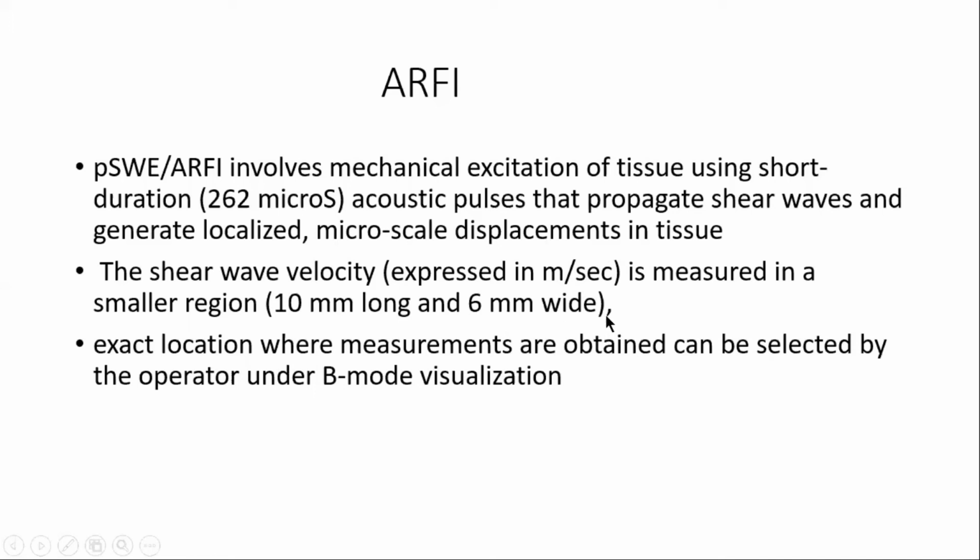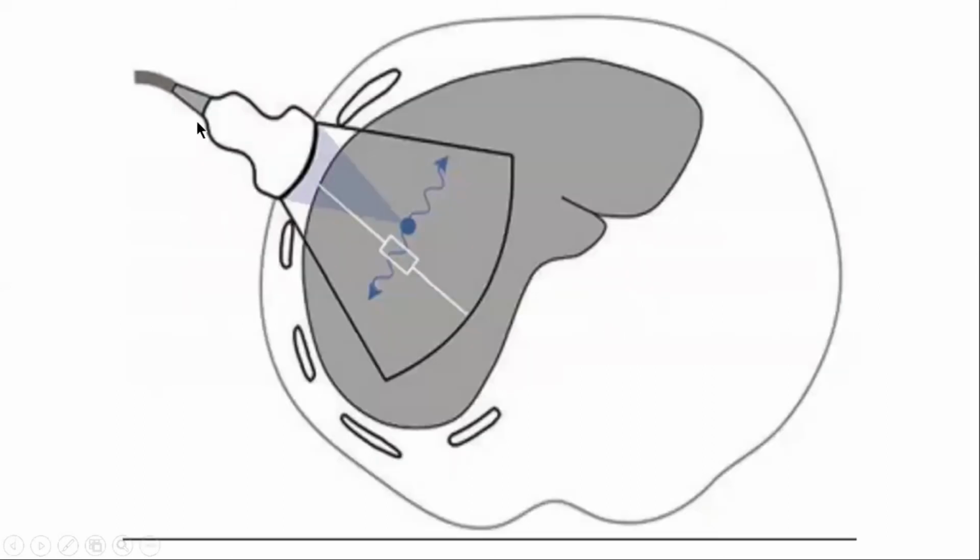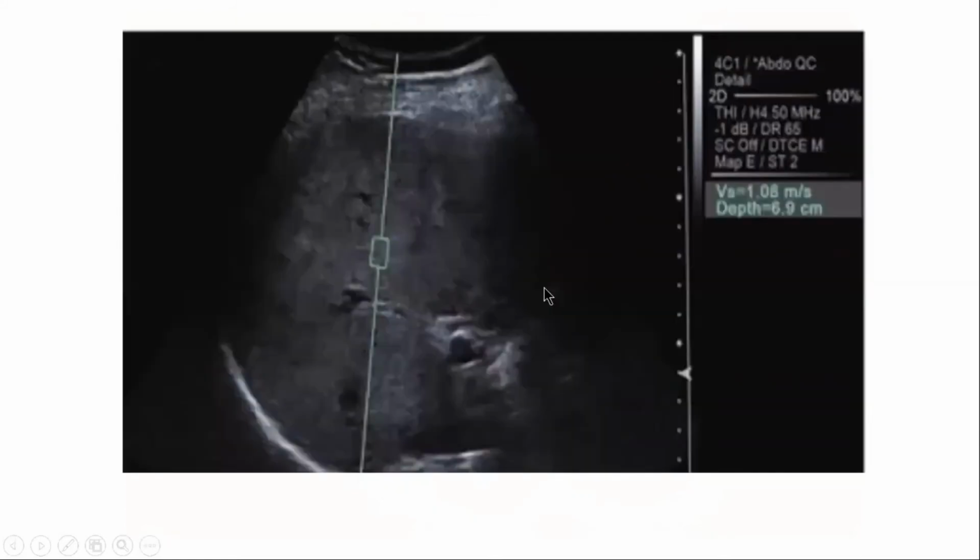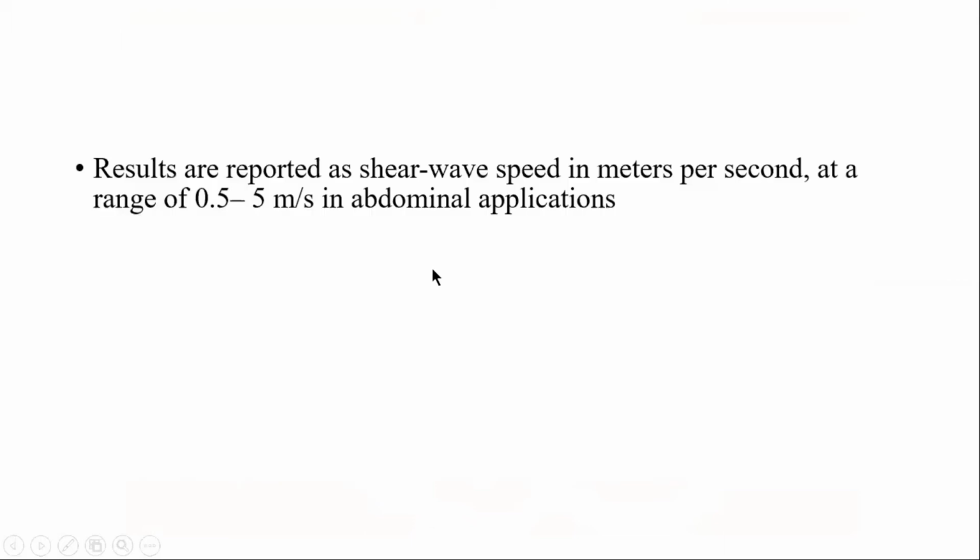As we compare it to transient elastography, there is more precision. The exact location where measurements are obtained can be selected by the operator under B-mode visualization. Here is the transducer, and this is inside the liver. This is the site producing the shear wave, and the arrow shows the shear wave direction. This is an ultrasonogram showing the point of shear wave production.